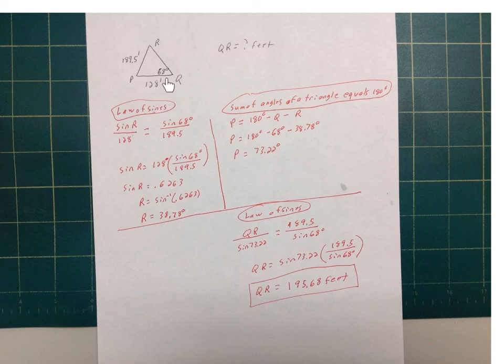And now if we know 2 angles, we can find the third angle. The sum of the angles equal 180 degrees, or if we take the 2 angles we know away from 180, we can find the third one. So we know this angle's 68, we know that angle's 38.78, so we subtract those from 180, that leaves us with 73.22. So now we know this angle.